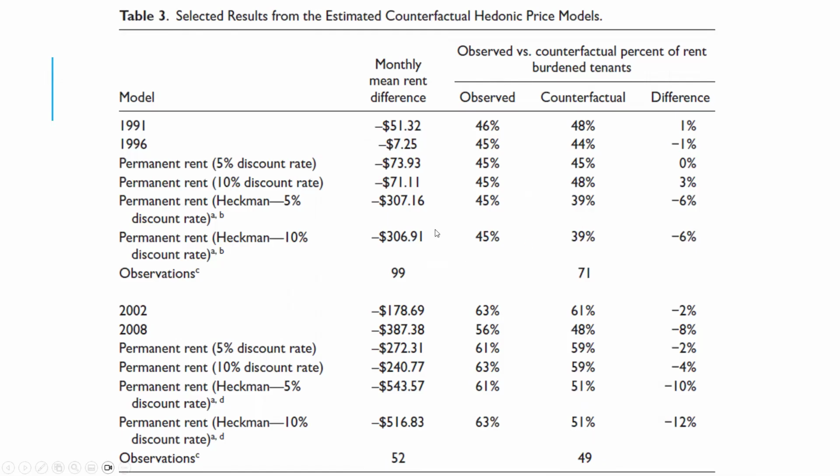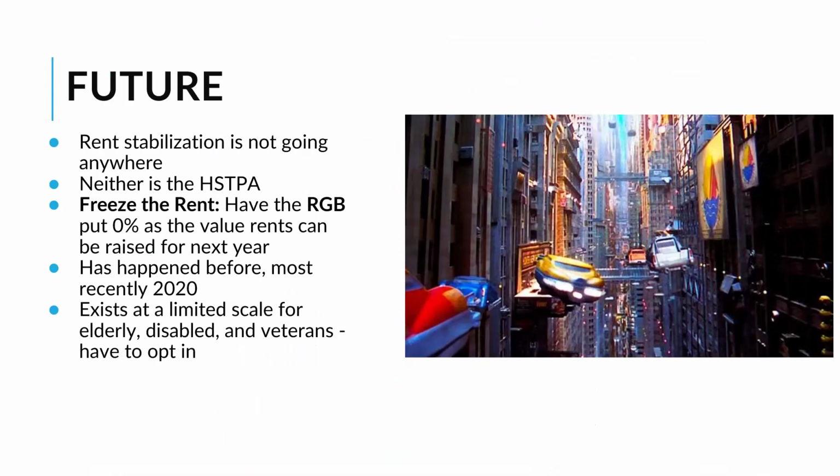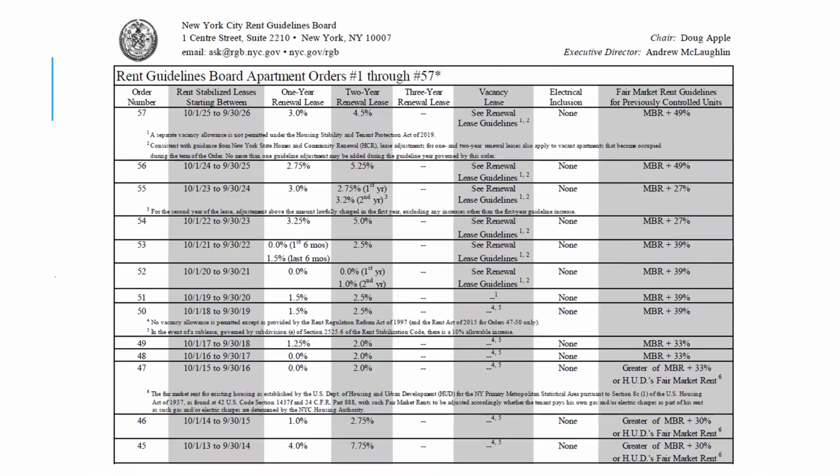So let us continue. So the future of rent control, rent stabilization: not going anywhere. Mamdani just won the election. And he's not going to replace the Housing Stability and Tenant Protection Act, because that would be against basically everything he stands for. And so when he says freeze the rent, like I said, it's going back to the Rent Guidelines Board. He's gonna get people.